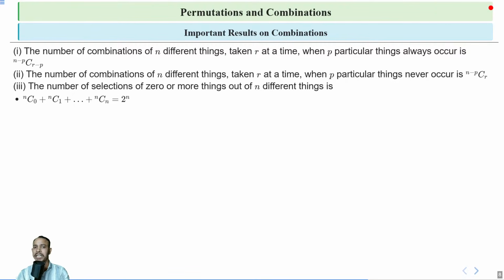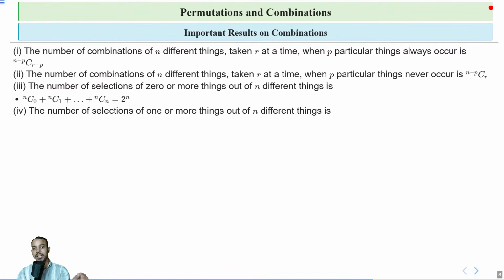So the number of selections of 0 or more things out of n different things is nC0 plus nC1 plus dot dot dot plus nCn, which equals 2 to the power n. Clear? I hope it's clear. This is very simple. You just have to keep in mind this formula: nC0 plus nC1 plus dot dot dot plus nCn equals 2 to the power n. Next, see the fourth result on combinations.